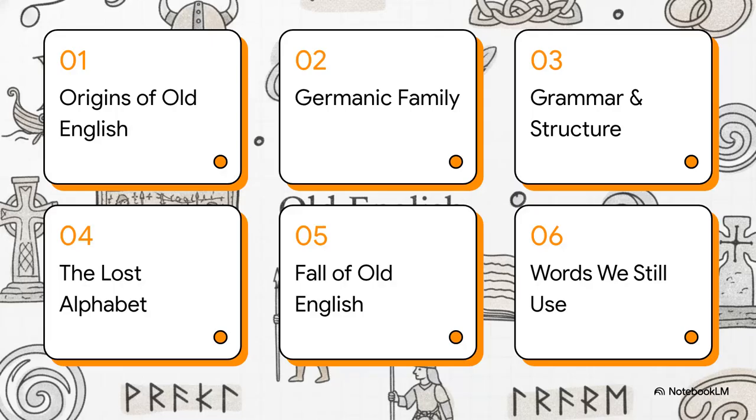So to solve this mystery, we're going to trace the entire life cycle of Old English. We'll be looking at, number 1, the origins of Old English. Number 2, the Germanic language family. 3, grammar and sentence structure. 4, decoding the lost alphabet. 5, the fall of Old English. And finally, number 6, words we still use today.